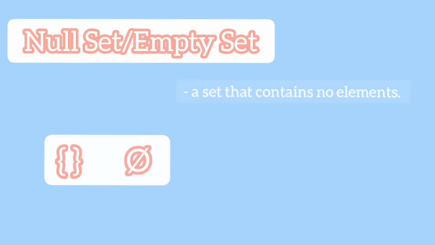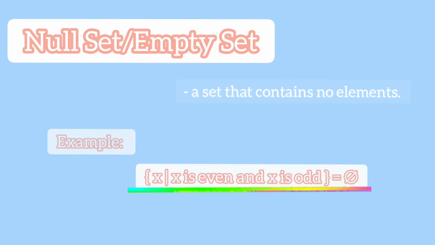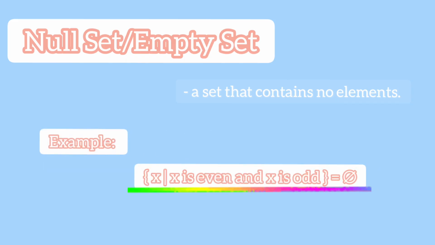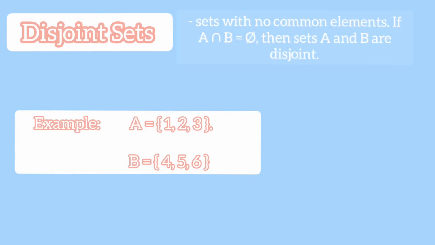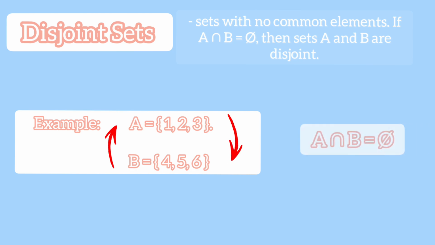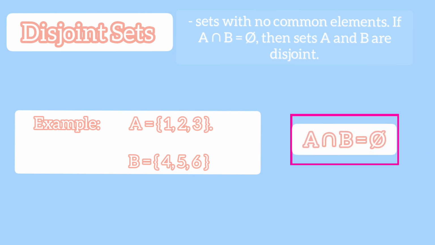Now let's take a look at some special types of sets. Null set or empty set, a set that contains no elements. It is denoted by this or this. For example, the set of all even numbers that are odd is an empty set. Disjoint sets, sets with no common elements. If the intersection of sets A and B is empty, then sets A and B are disjoint.